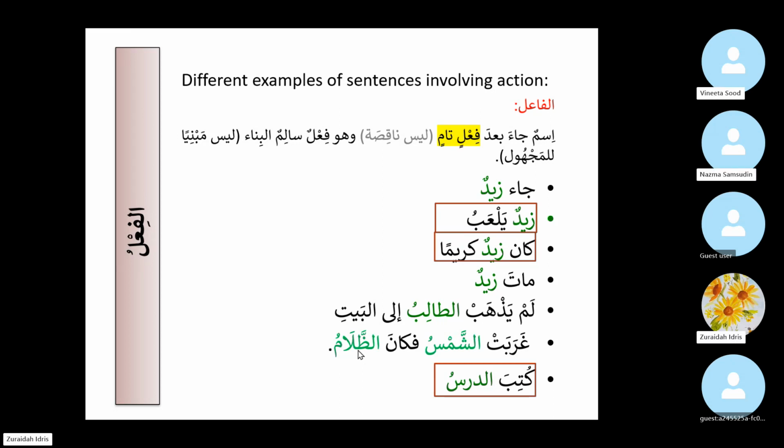So sister, in this case, the second last case, Zalimu will not be the ism of Kana, you're saying? No, it is not ism kana. It is actually the fa'il of kana. So both of them are fa'ils. This one is the fa'il of qarabat, and this is the fa'il of kana. The action of becoming dark.